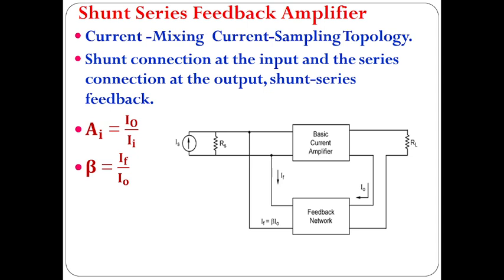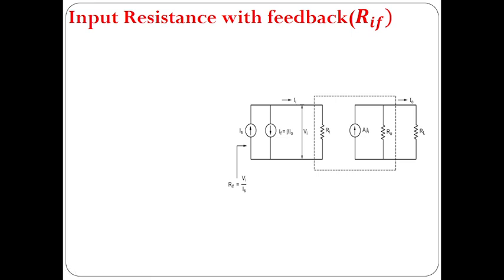The next parameter is nothing but the gain with feedback. So how do you write gain with feedback? It is nothing but AIF. So AIF is equal to I naught by IS. Now when you compare your AI and AIF, two things you should understand. What is AI? It is a gain without feedback. What is AIF? It is with the feedback. And the next thing is, the denominator of this expression is II here, and here you get IS.